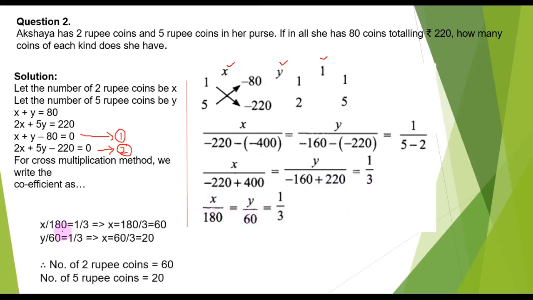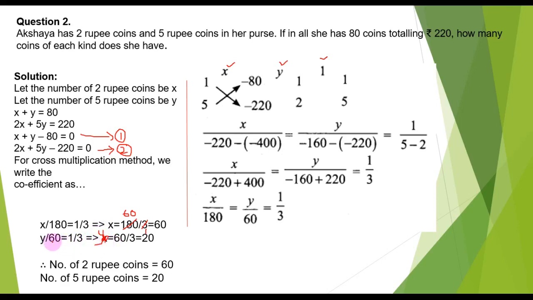So x by 180 equal to 1 by 3. Move this 180 to the right side numerator. So when you simplify, we get 60. I write the simplification here: 1, the 6 3s are 18. So 60 will come here. Next y by 60 equal to 1 by 3. So y by 60 equal to 1 by 3, and here y will come.